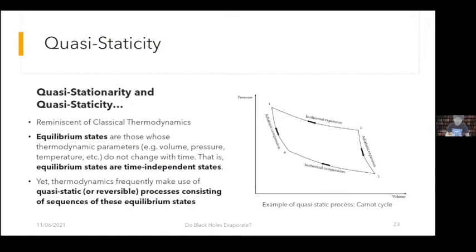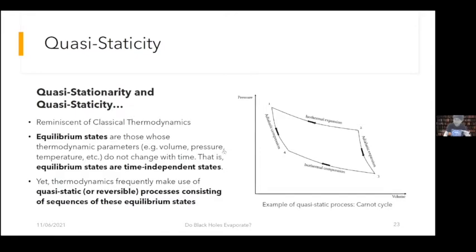To get clearer on the issue, this reminded me immediately of, I think I mentioned it in the Q&A with Eric before, quasi-static processes in classical thermodynamics, and some of the conceptual issues that arise there. You can see a classic quasi-static process, the Carnot cycle. Each point on this graph represents a time-independent state, an equilibrium state on a reversible process, right? So they're time independent. They're equilibrium states. By definition, they do not change with time, right? But thermodynamics frequently makes use of quasi-static or reversible processes consisting of sequences of these equilibrium states.